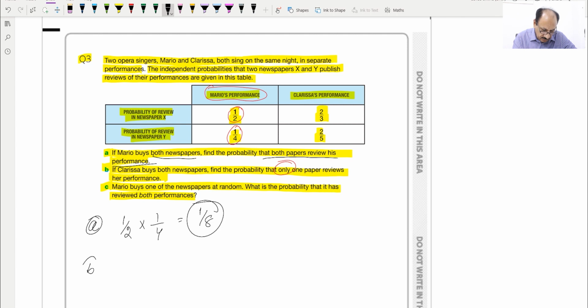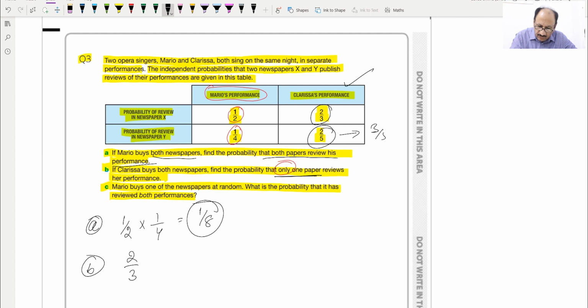Then B part, we can go through. If Clarissa buys both newspapers, find the probability that only one paper reviews her performance. So for Clarissa, we are checking if this one is reviewing, then the other one is not reviewing. So we will have to take 2 by 3 is reviewing, but why not reviewing will be what?